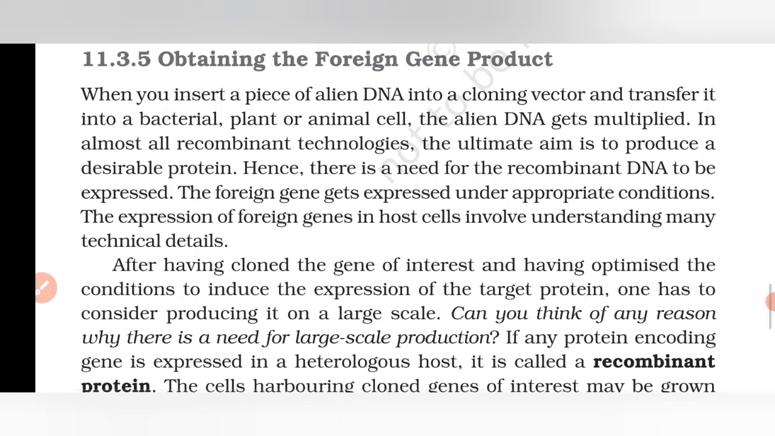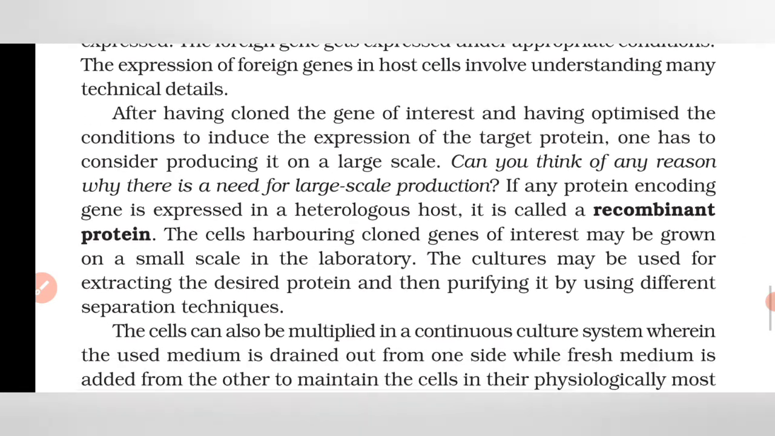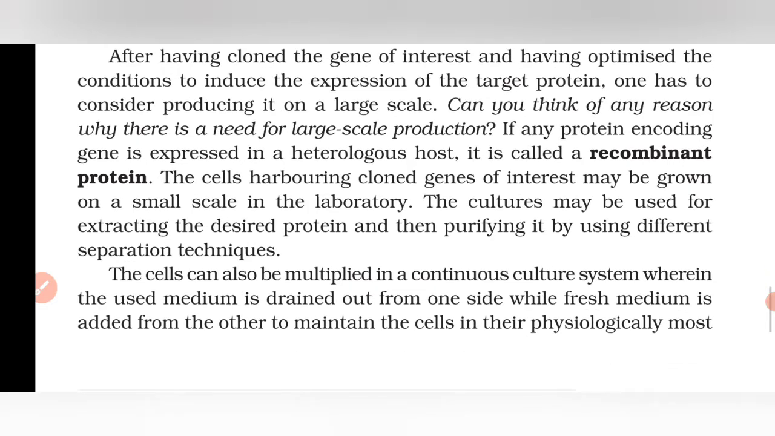The expression of foreign gene in the host cell involves the understanding many technical details. After having cloned the gene of interest and having optimized the condition to induce the expression of the target protein, one is to consider producing it on a large scale. So if protein encoding gene is expressed in a heterologous host, it is called as a recombinant protein. And these cells harboring cloned gene of interest may be grown on a small scale in laboratory. The cultures may be used for extracting the desired protein and then purifying it by using different separation techniques.